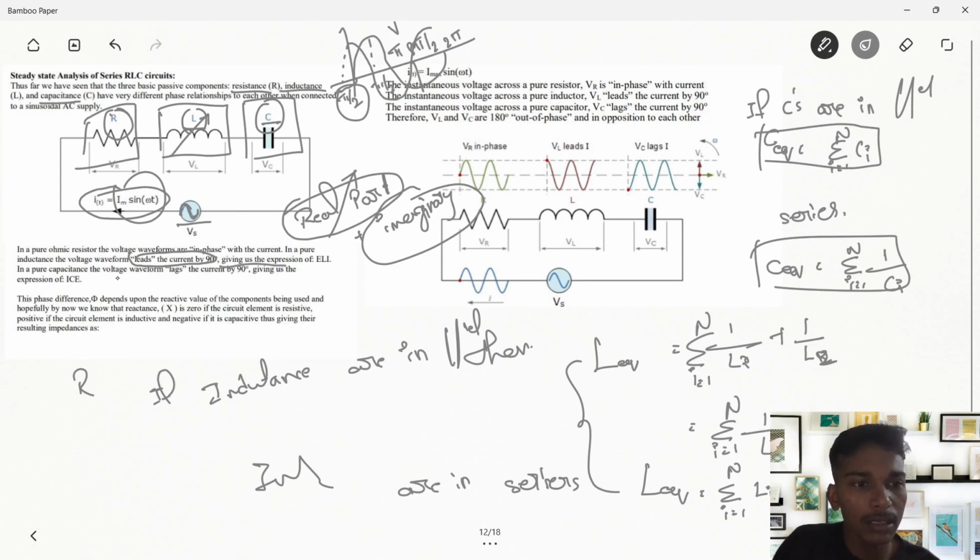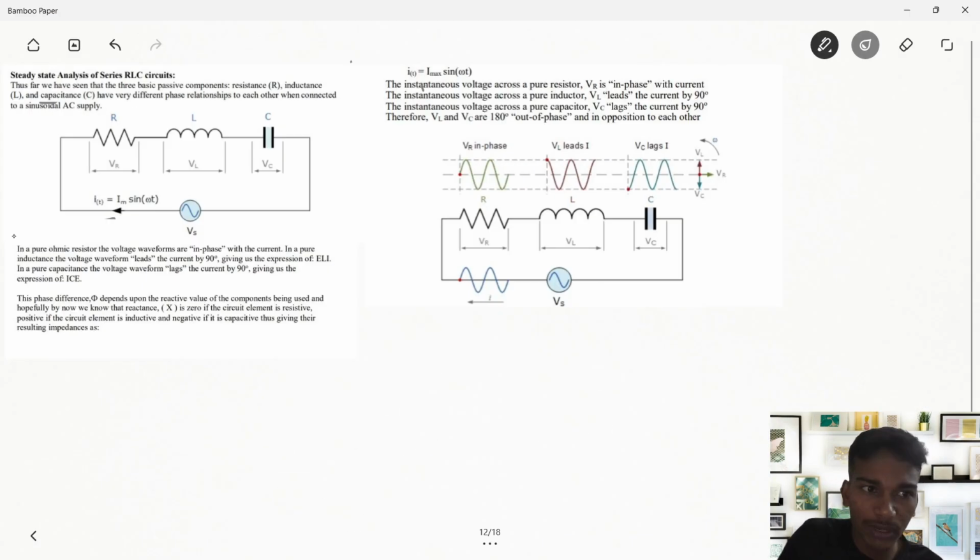In pure capacitance, the voltage waveform lags the current by 90 degrees. In the sense, now current will start first. Now I will clean up all this mess. From our theory, I have noted some important points over here.